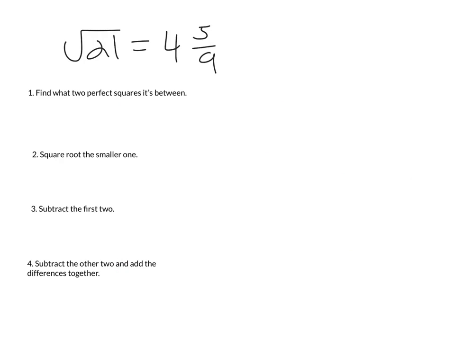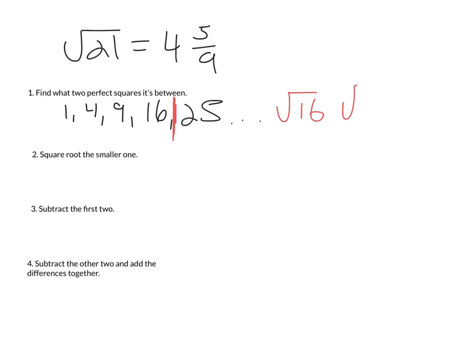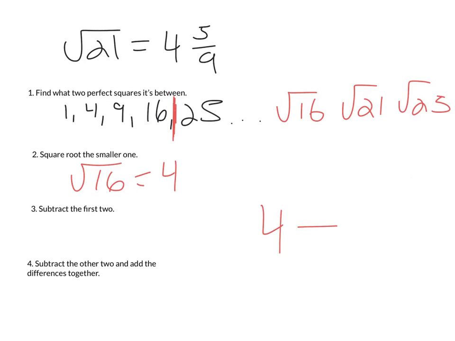Let's try and see if that works for the 21. So if I write my list of perfect squares again, it's 1, 4, 9, 16, 25, and I'm going to stop there because 21 would be in between here. So I could say that the square root of 21 is between the square root of 16 and 25. If I take the square root of the smaller one, the square root of 16 is 4, so my whole number is going to be 4.